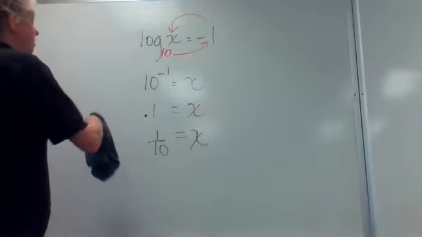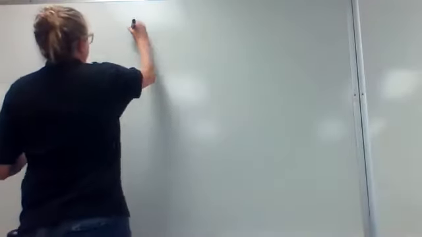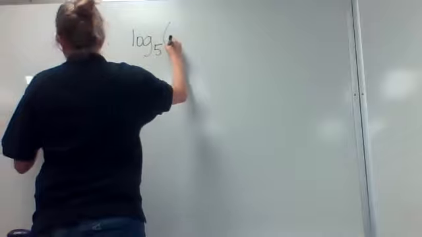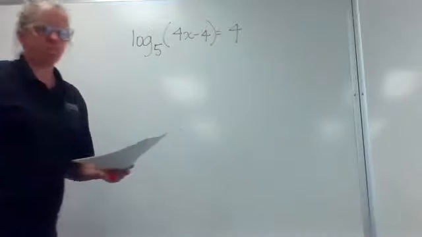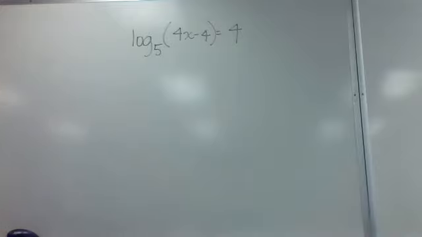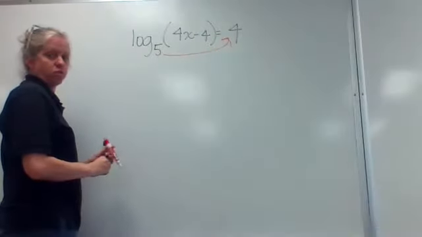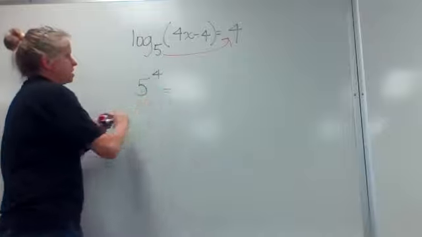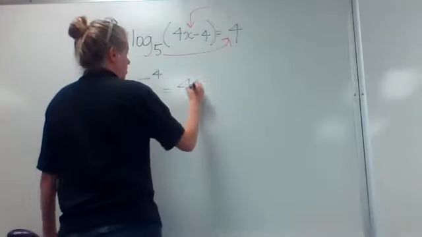Number 12. Log base 5 of 4x minus 4 equals 4. So again, one log. So I'm going to use the same method I've been using. So it's going to be 5 to the 4th power is equal to what's in that position, which is 4x minus 4.